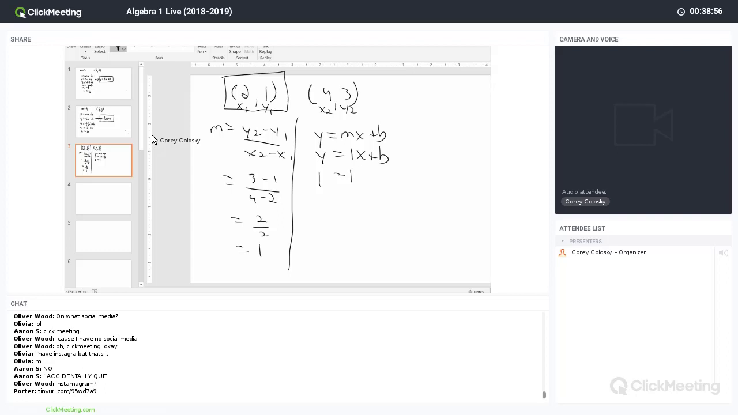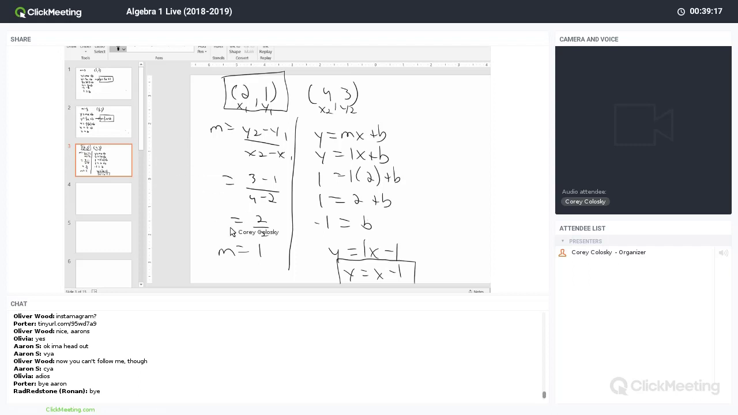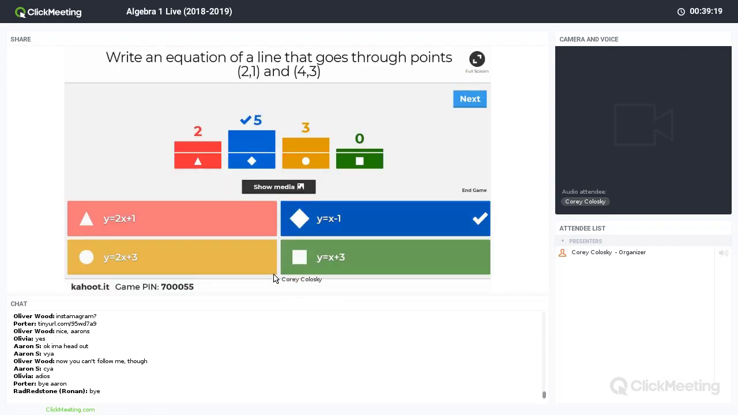Y is 1, x was 2, so we have 1 times 2 plus b. So we have 1 equals 2 plus b. Subtract 2 from both sides. 1 minus 2 is negative 1. So m is 1, b is negative 1. So in your final equation, mx plus b, we have 1x minus 1, or x minus 1, same thing. All right, so that's your solution. So very good. Half you guys got that correct.